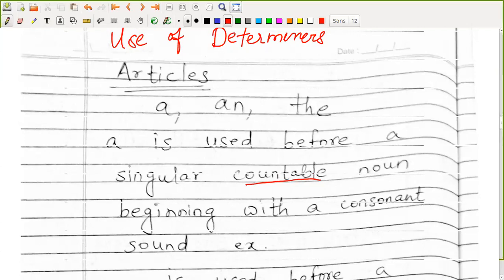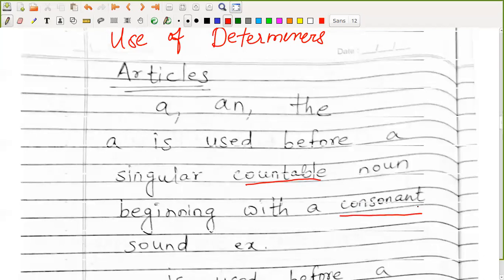Can you use a before dust? There is a dust on the ground. Can you say that? No, ma'am. Remember that you can use a only before a countable noun, and that also before a singular countable noun. You can't use a before plural nouns. A books you cannot say. So a is used before a singular countable noun beginning with a consonant sound.